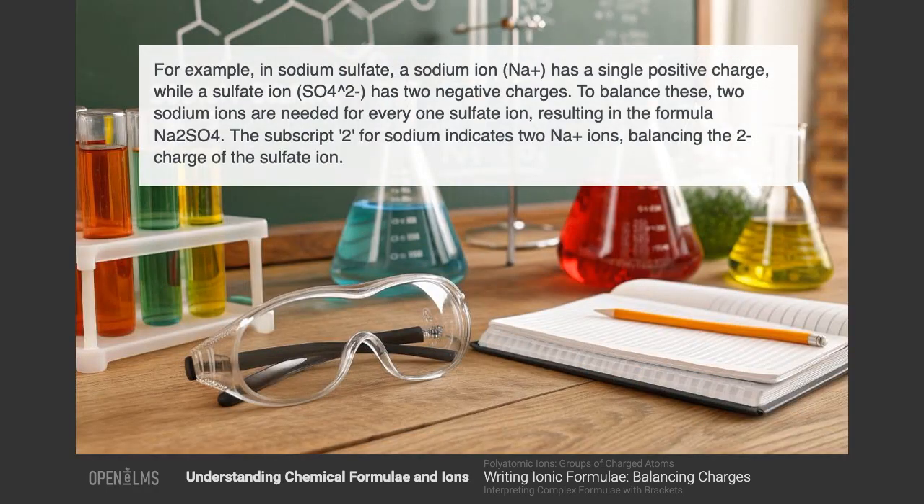For example, in sodium sulfate, a sodium ion, Na+, has a single positive charge, while a sulfate ion, SO4 2-, has 2 negative charges. To balance these, 2 sodium ions are needed for every 1 sulfate ion, resulting in the formula Na2SO4. The subscript 2 for sodium indicates 2 Na+ ions, balancing the 2- charge of the sulfate ion.